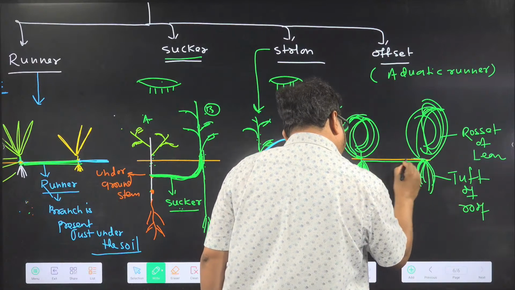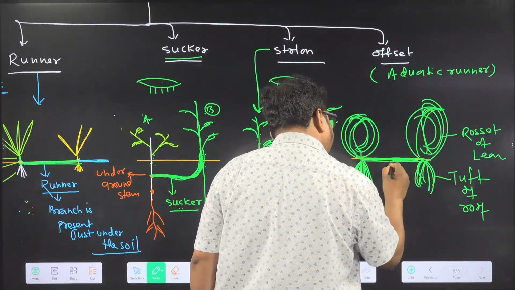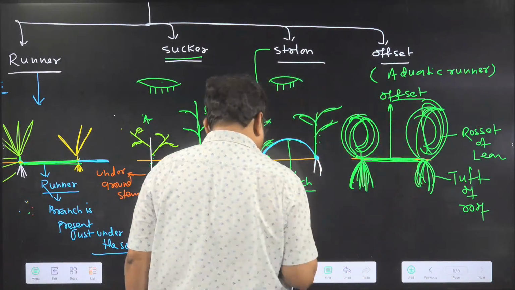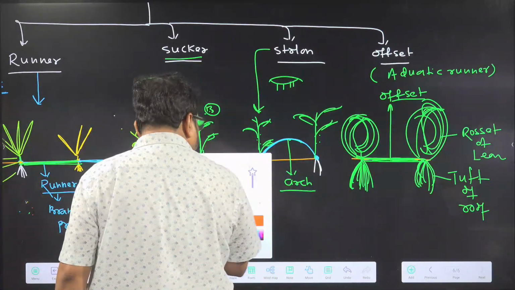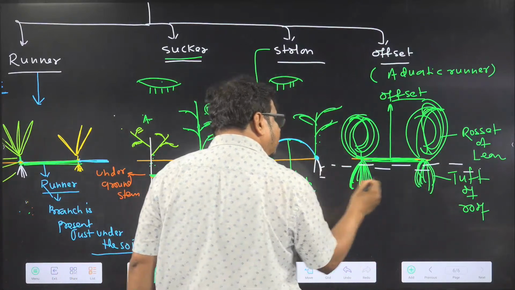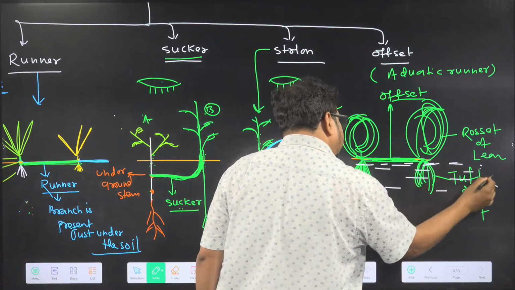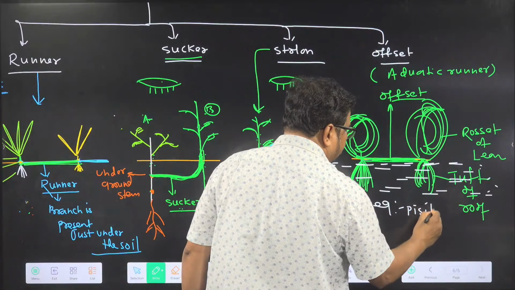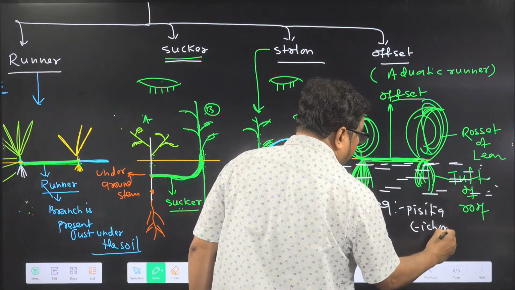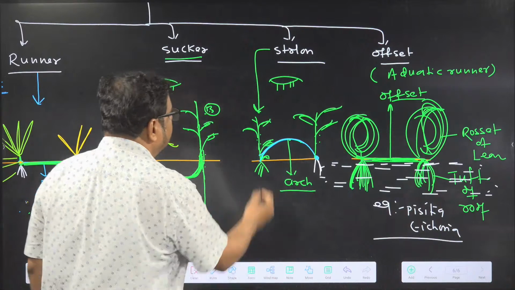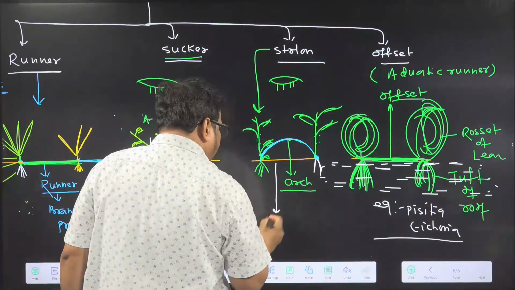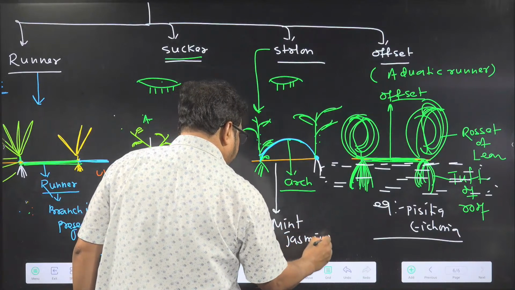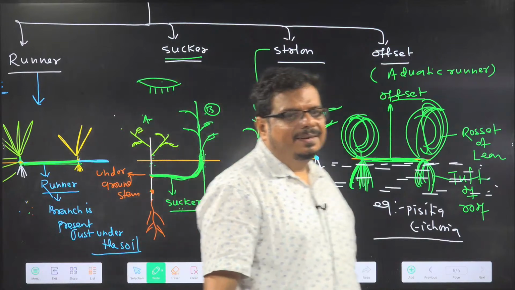And this one, with a long internode, is called an offset. Offset is the name of this branch, and it is floating on the water. So what is floating on the water? This offset is floating on the water. An example for that is Pistia and Eichhornia. Got the idea? Here, in a stolon, what are we showing? Mint and jasmine. Understanding the idea?